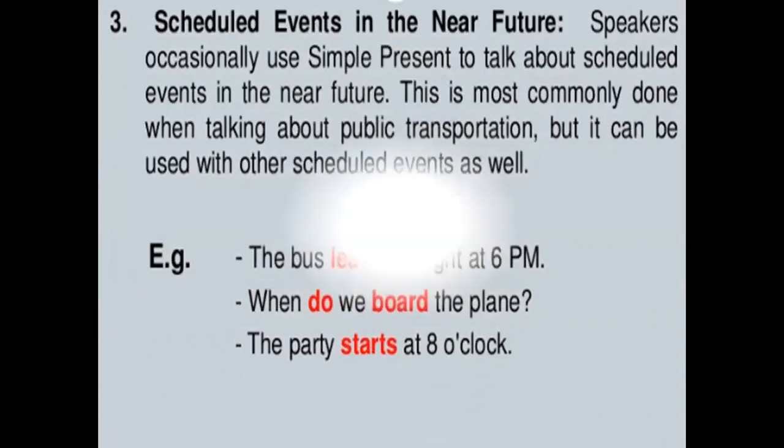Rule number three, we can also use simple present tense for scheduled events in the near future. Scheduled events in the near future. Speakers occasionally use simple present to talk about scheduled events in the near future. This is most commonly done when talking about public transportation, okay? But it can be used with other scheduled events as well. Consider the three examples below.